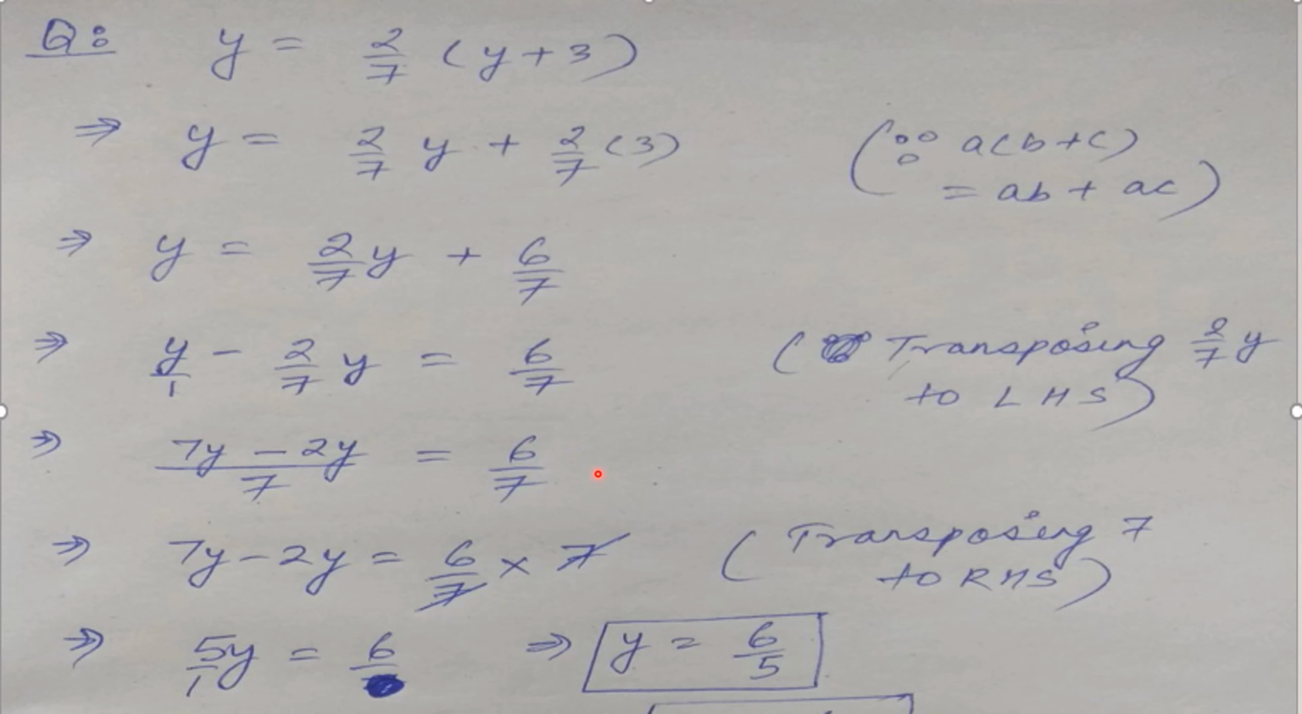Now this 7 and this 7 are the same, so I cancelled them. The final equation is 7y minus 2y equal to 6. This becomes 5y equal to 6. Now this 5 is in multiplication with y, so it will come in the denominator, and the answer will be y equal to 6 upon 5. So the answer is y equal to 6 upon 5. Got it?